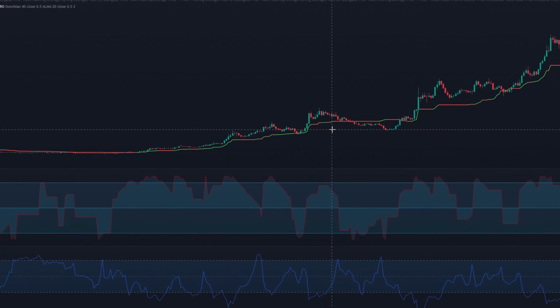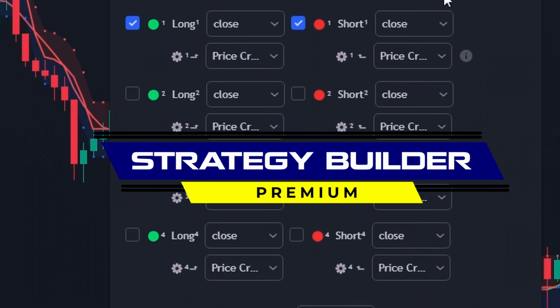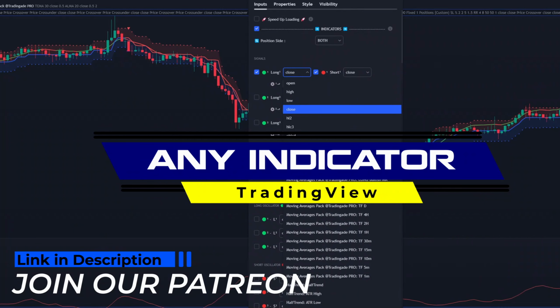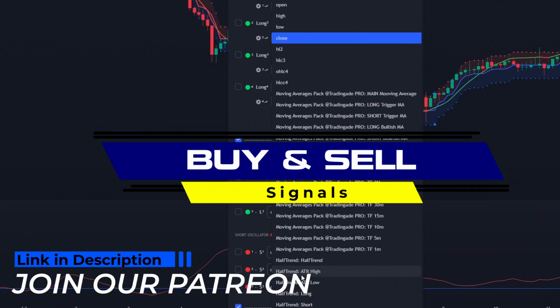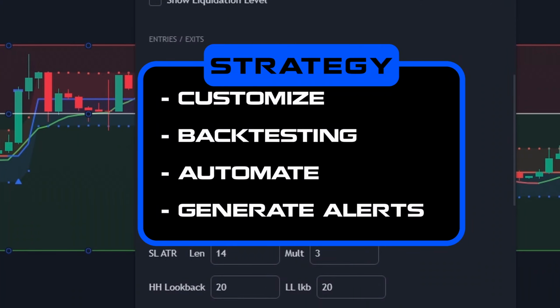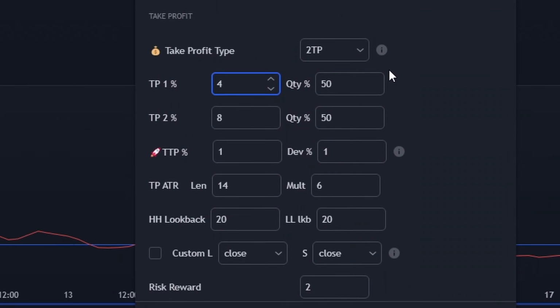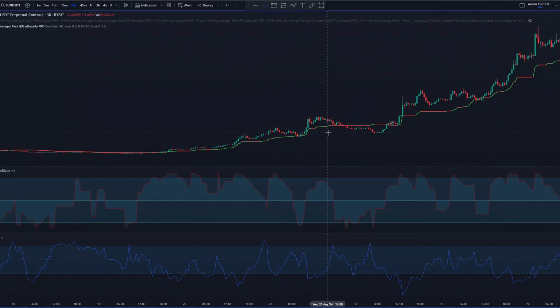Now that we know them, we are ready to generate buy and sell signals using our strategy builder, a powerful tool that allows us to combine any indicator available on TradingView and generate buy and sell signals. We can customize any strategy as much as we want. We can backtest, automate strategies, generate alerts and do all this cool stuff with just 2 clicks. Let's proceed step by step and let's configure our strategy builder.